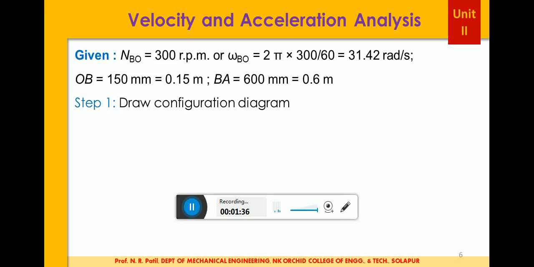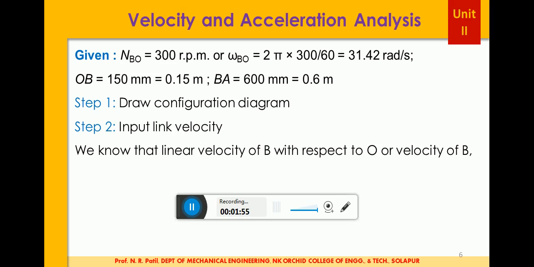The first step in the analysis of a mechanism is to draw the configuration diagram. So you have to take a scale, 1 centimeter equals something. Then step number 2, you have to find the velocity of the input link, and it is given by V equals omega into R. Omega is the angular velocity of the link into its radius, that is OB, which will give you the velocity of B with respect to O. So this indicates the magnitude of the velocity.